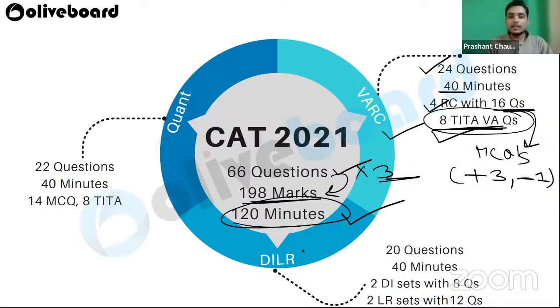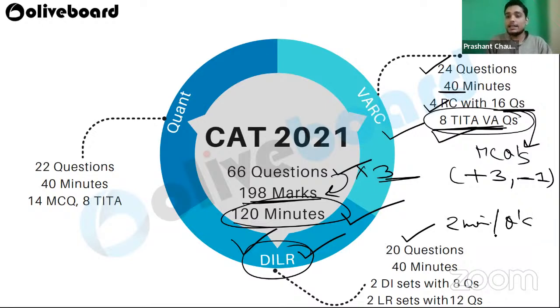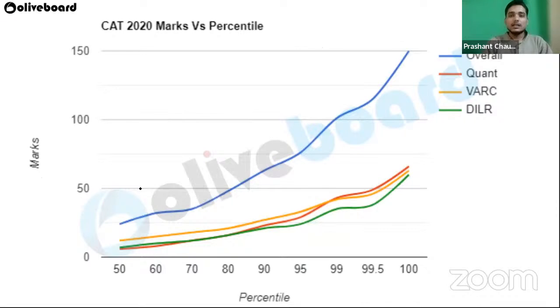Then another section was DILR, which we will discuss very briefly. There were 20 questions, 40 minutes. That means 2 minutes per question, and that is the highest among these sections. There were 2 DI sets, that makes 8 questions, 1 DI set with 4 questions, and 2 LR sets with a total of 12 questions. In quant, there were a total of 22 questions, again 40 minutes, and there were 8 TITA questions without negative marking.